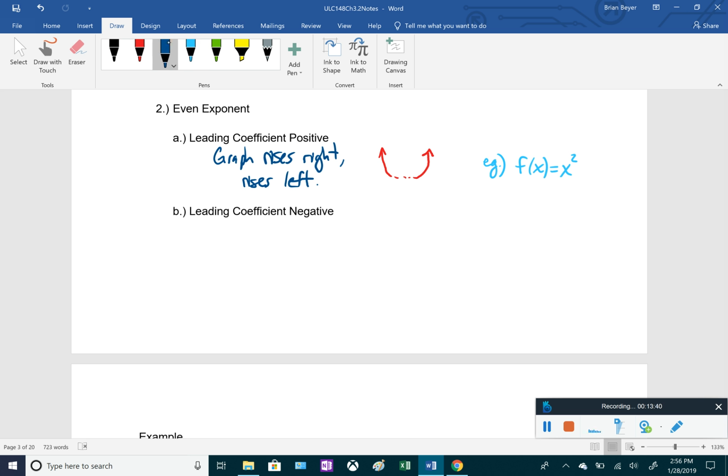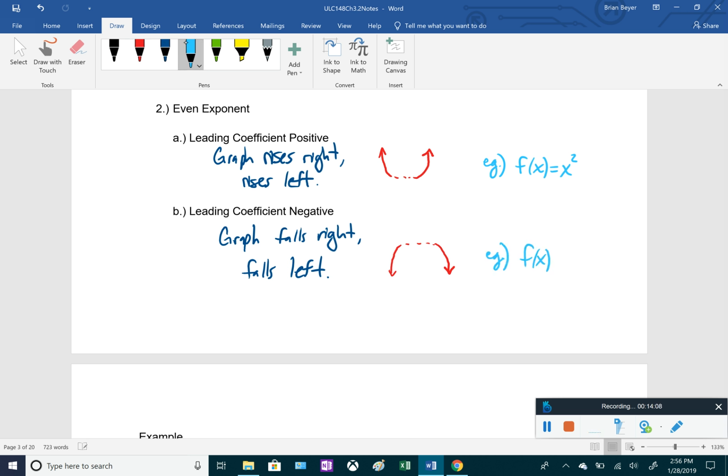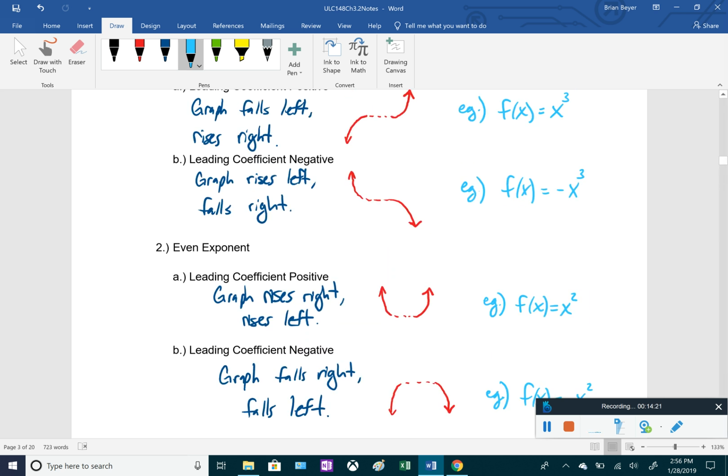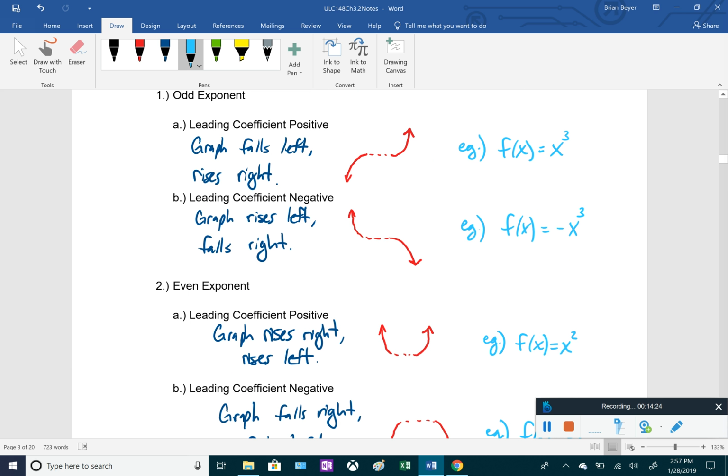For the last one here, if the leading coefficient's negative with an even exponent, the graph falls right, and it also falls left. An example would be a parabola opening downwards, falling to the left and to the right. So an example for this would be negative x squared, which we know what that looks like, parabola opening downwards. So you can see that when the exponent's even, it's doing the same behavior on both ends. When the exponent is odd, it's doing opposite behavior on the ends.